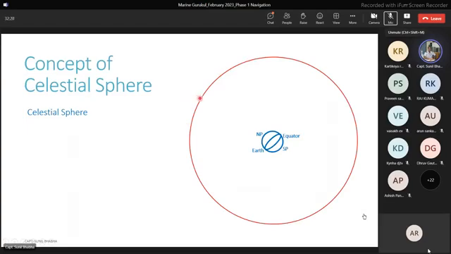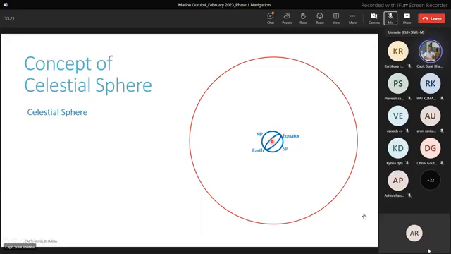Now to define any sphere, we need to specify what is the center of the sphere and what is the radius of the sphere. So we will specify the center as well as the radius of the celestial sphere also. As you can see from the diagram, the center of the celestial sphere is the same as the center of the Earth. So Earth and celestial sphere are both concentric spheres. Now coming to the radius, the radius of the celestial sphere is assumed to be infinite.